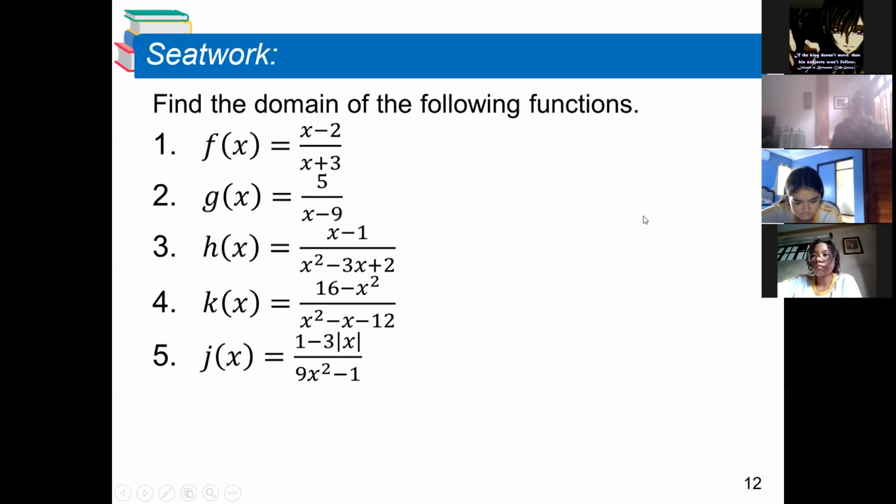Okay, number 2. Ransboy, your answer is number 2, no? Yes, sir. Okay, what's your answer to number 2, Ransboy? The domain of the function g of x is not equal to 9. Ayun, di ba sabi ko hindi pwede yung ganyan na sagot? It's not equal to 9. I don't know how to dictate it, sir.